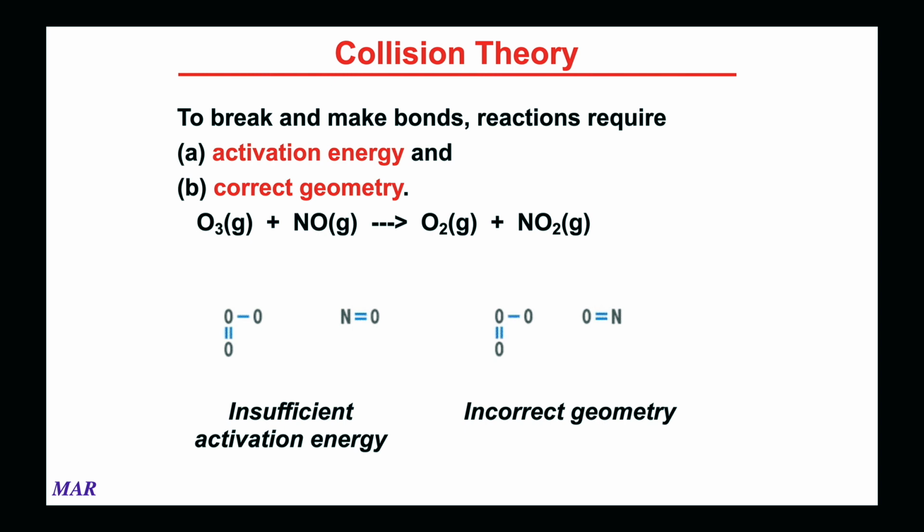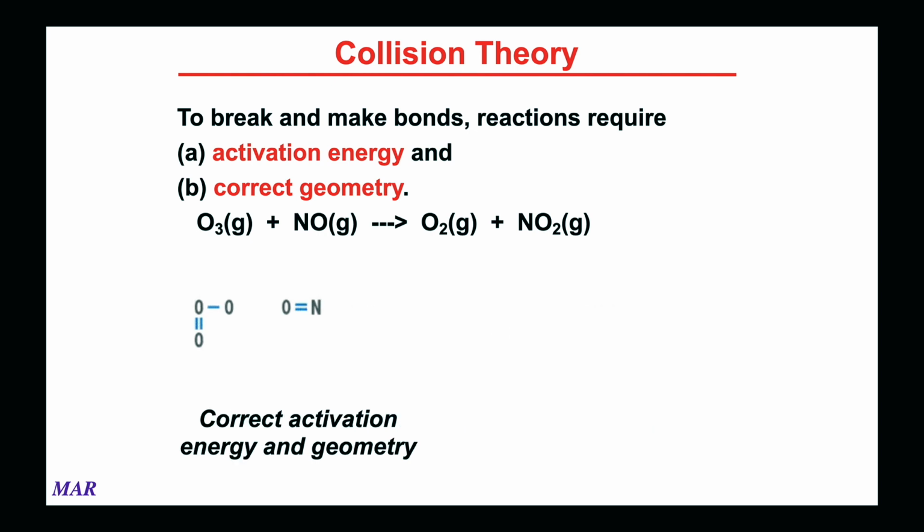So in this problem, there was enough energy, but it was the oxygen on NO colliding with an oxygen on ozone, and that's not what you need to make the nitrogen dioxide bond. The nitrogen's in the middle of the two oxygens. You can draw the Lewis structure. So this is an example where the energy was right, but the geometry was wrong, and you're not going to be able to make a molecule or the products in this case with this incorrect geometry.